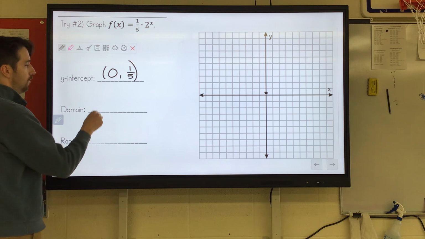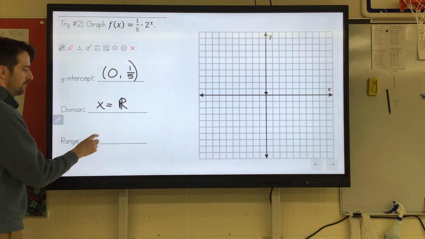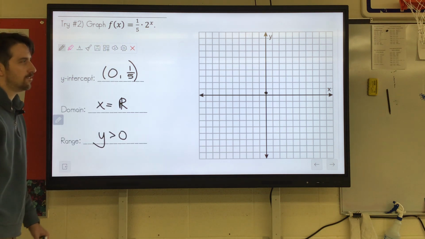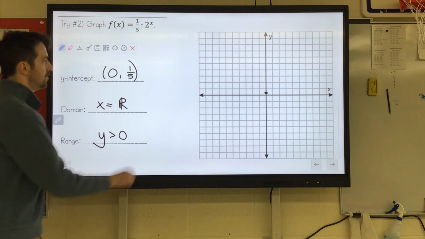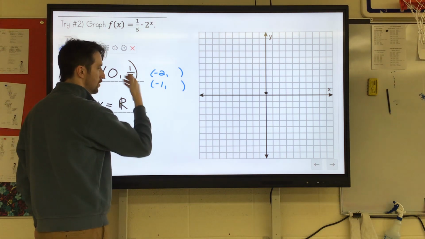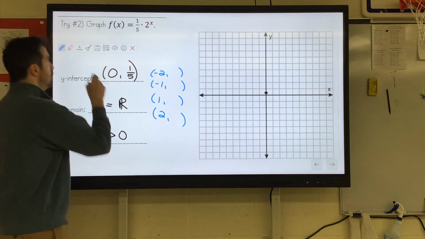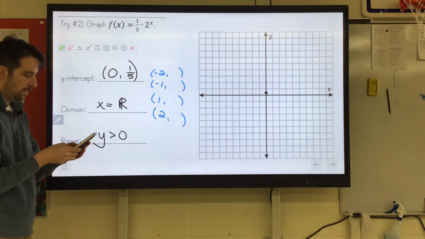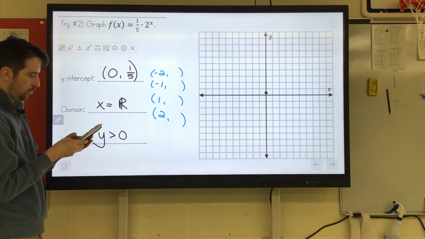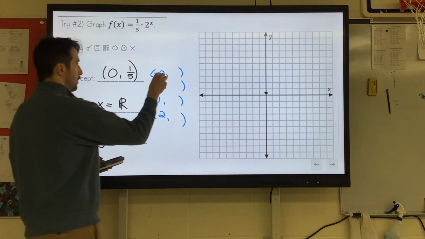Domain is always all real numbers for these. Range is up and down, and the number in front is positive, so that means we're going to say y is greater than 0. We pick our other points, our -2, -1, 0 we know, 1, and 2. We could just put them into our calculator. Let's see, 1/5 times 2 to the -2nd power. It comes out to 0.05.